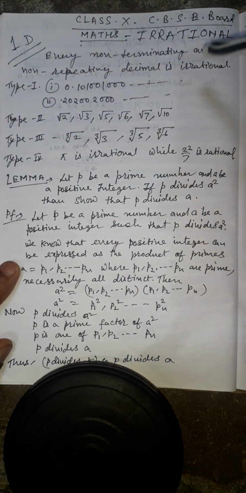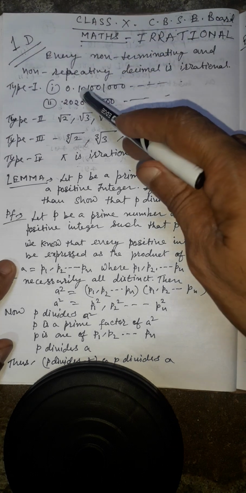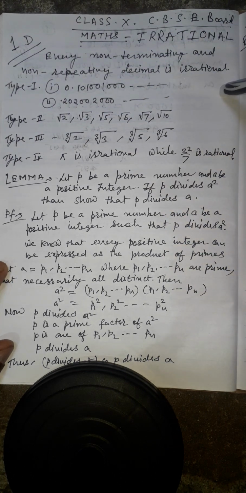Every non-terminating and non-repeating decimal is irrational.